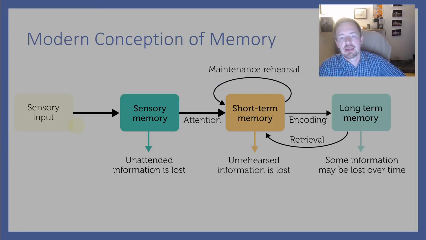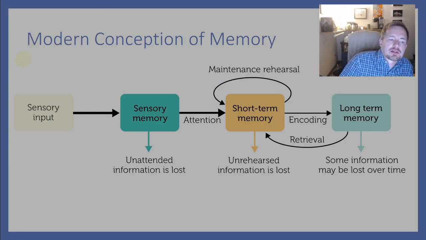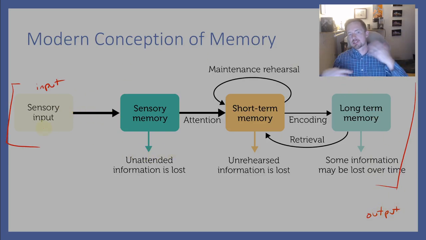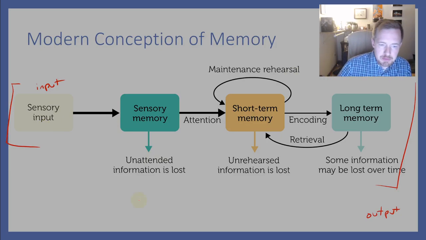Okay, let's talk about the structure of memory. So this right here is the modern conception of memory. This framework is not perfect, but it's going to account for almost all the memory that you deal with on a daily basis. So we have input, and then we're going to have output. And all the stuff right here is in the middle. So we have incoming sensory information, right? That can be visual information, auditory information, whatever.